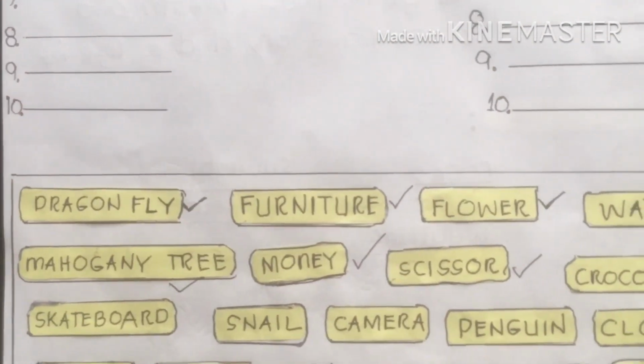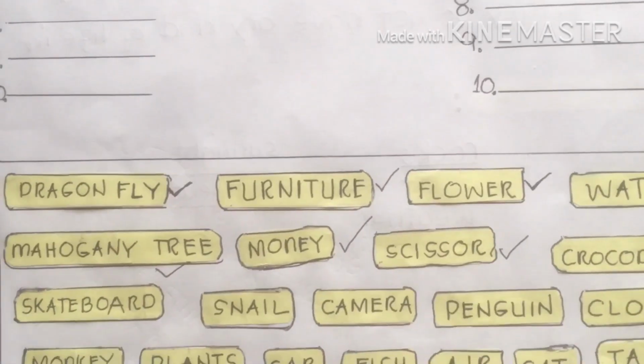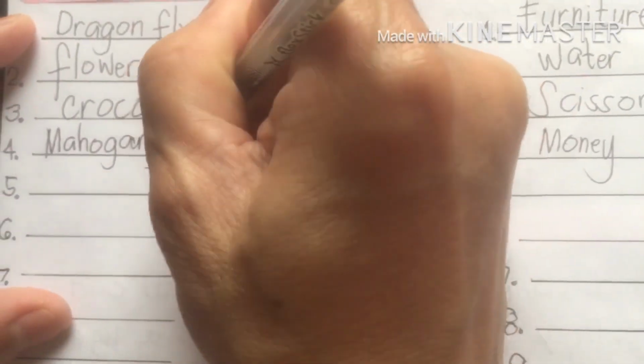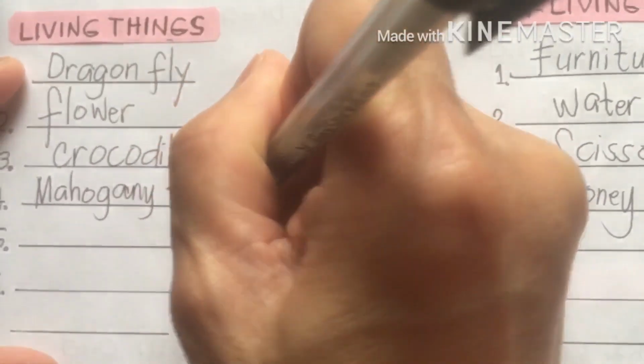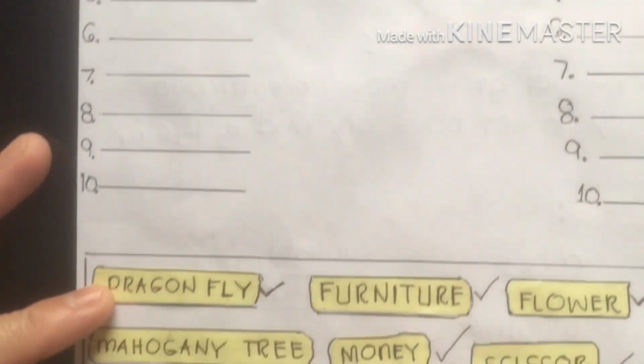Okay. Next, mahogany tree. Wow, it's a good tree. Mahogany tree is a sturdy plant. We need this in constructing buildings or houses, or even our furniture, class. Mahogany tree. It's a sturdy tree, which means it's elegant. Next, skateboard.